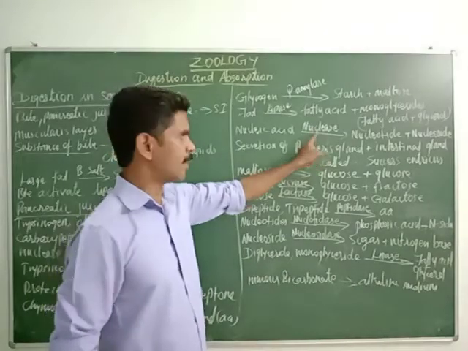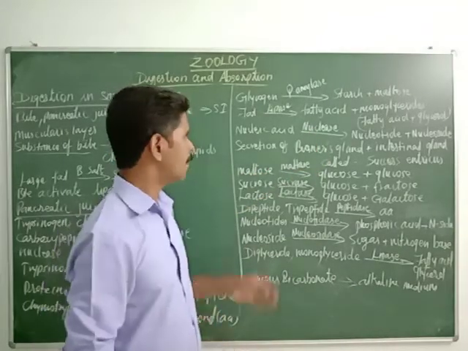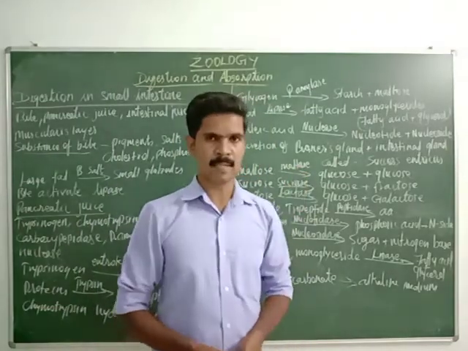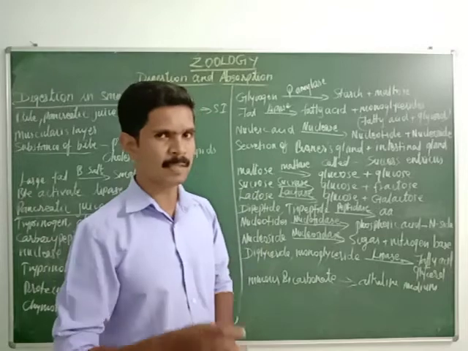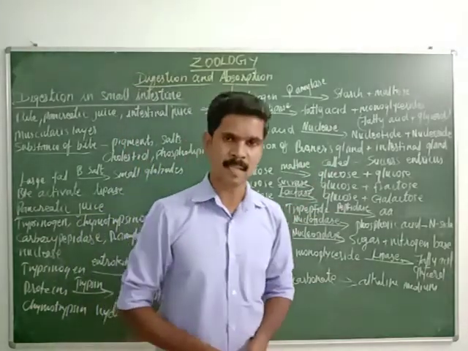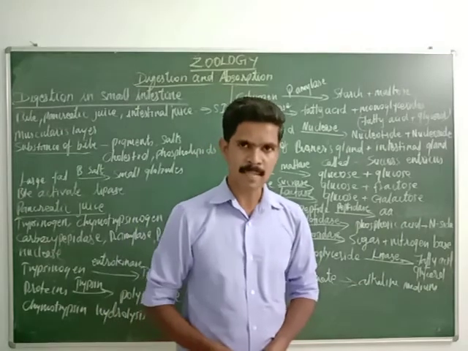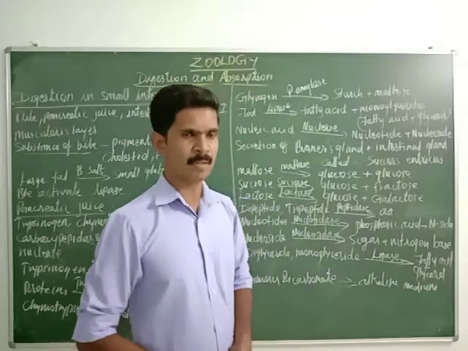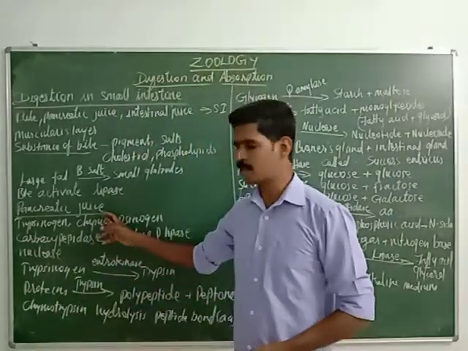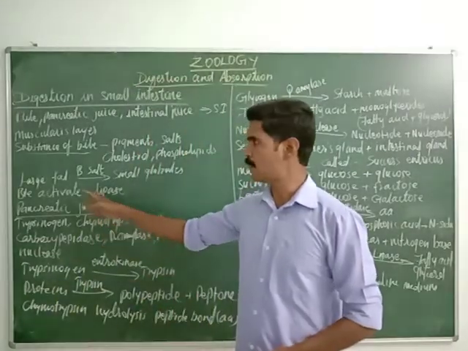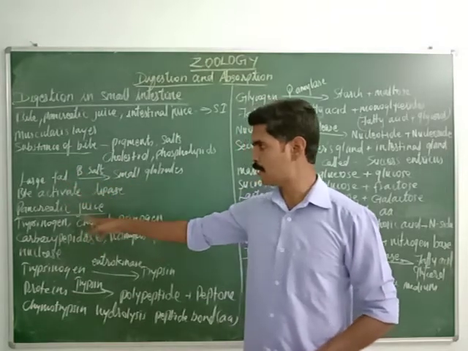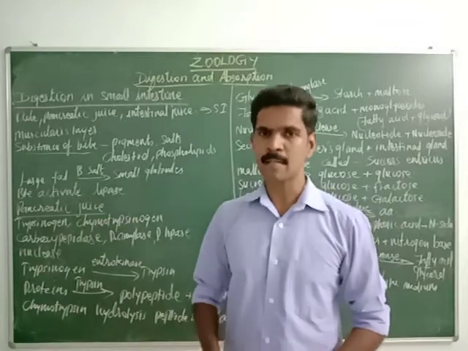Understand, dear friends? Then the next important point is the secretions of the Brunner's glands and the intestinal glands. The fluids secreted from the Brunner's glands and the intestinal glands are called succus entericus. Understand, my dear students? So now we have completed the enzymes present in the pancreatic juice, after completing the substances in the bile.